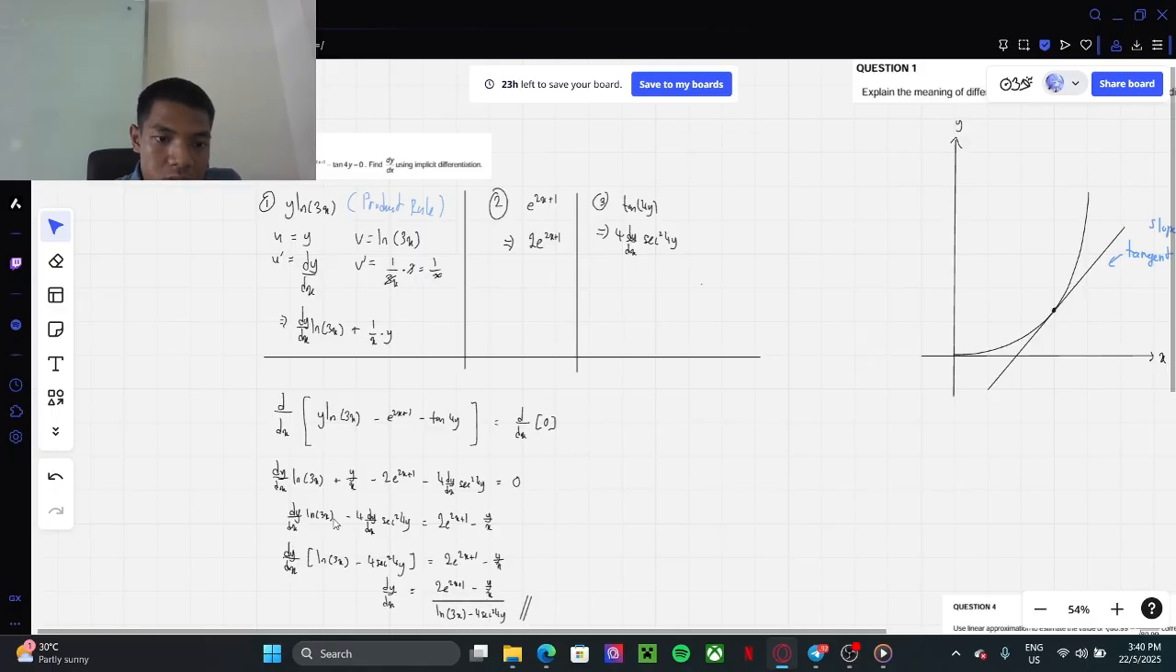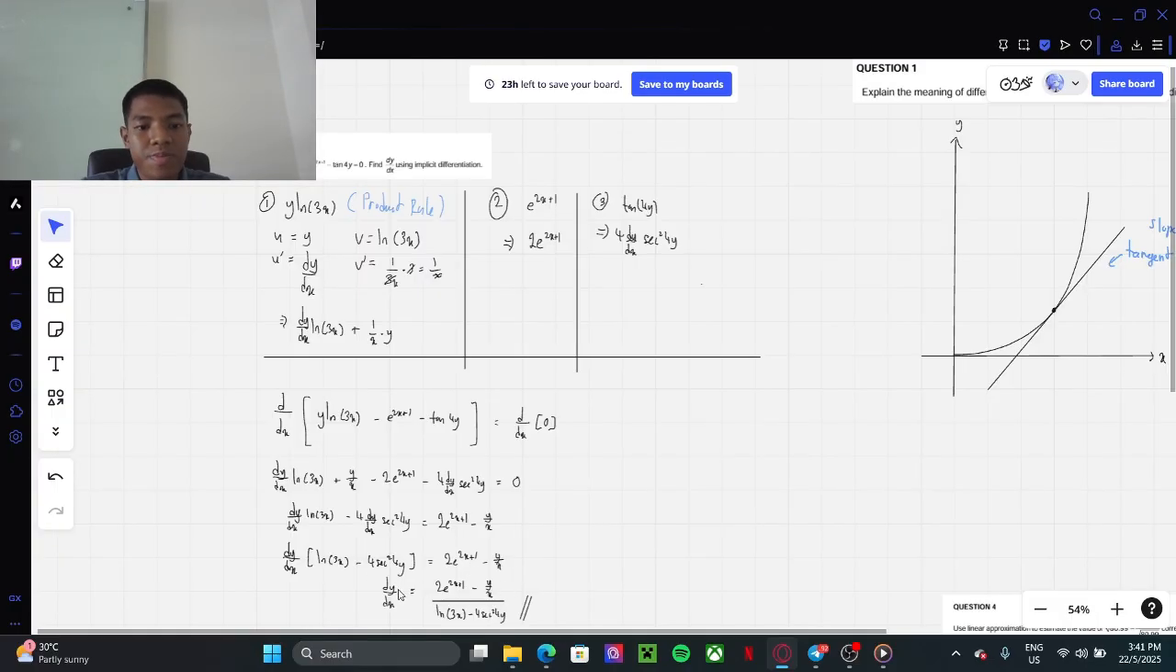Dy over ds ln multiply 3^s minus 4 dy over ds sec power of 2 4y equals to 2e to the power 2s plus 1 minus y over s. Dy over ds ln multiply 3^s minus 4 sec power of 2 4y equals to 2e to the power of 2s plus 1 minus y over s.